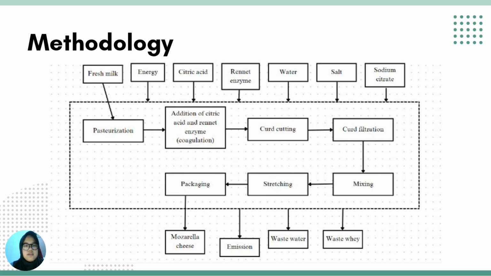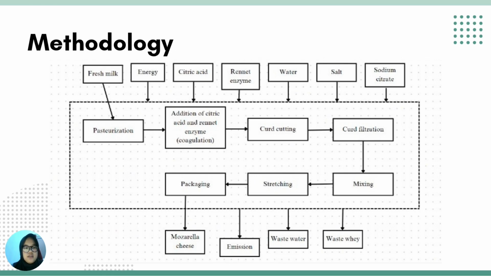The first process is pasteurization, where the fresh milk is put inside the system boundaries. After pasteurization is the addition of the citric acid and rennet enzyme, which in this process we also call coagulation. It is also mixing, in order to make the milk more solid.